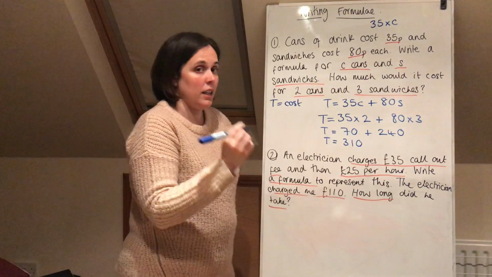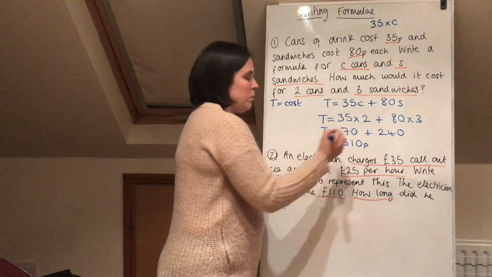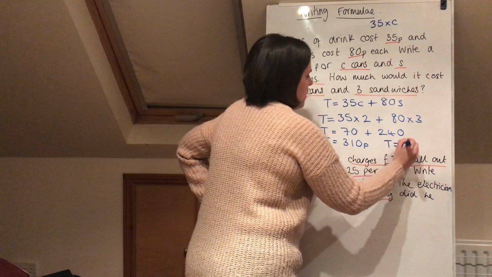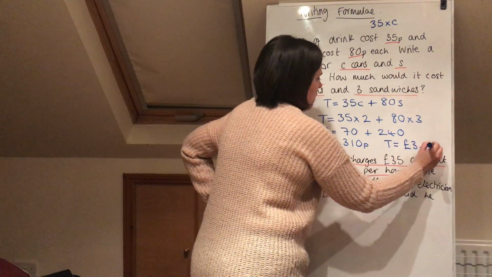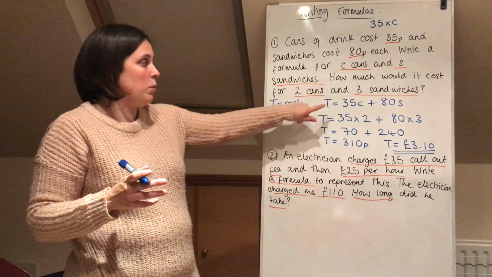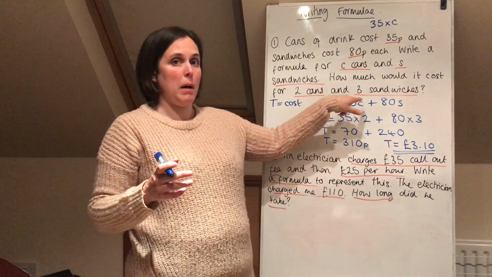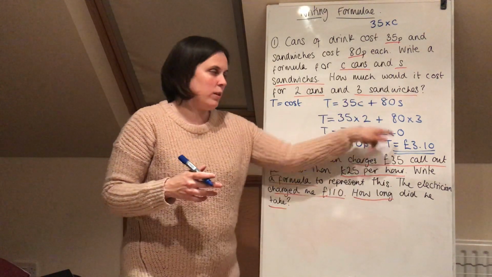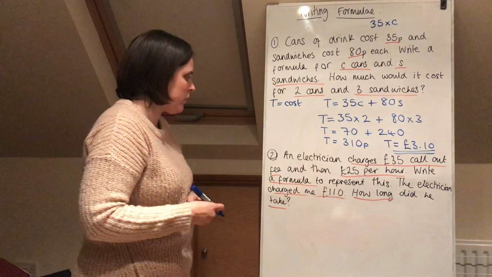310. Now that's 310p. Normally we write things in pounds, and so I would be tempted to then change that to £3.10 at the end. Now you can, if you want, earlier on you could write this in pounds instead, but I think it looks neater in pence and you can always convert it at the end anyway.